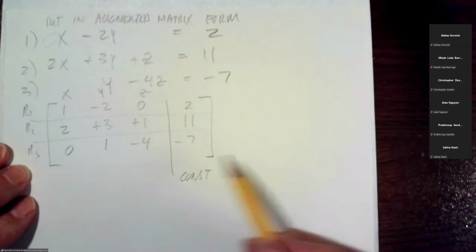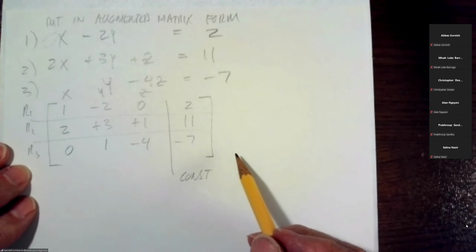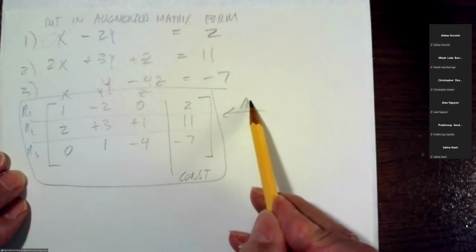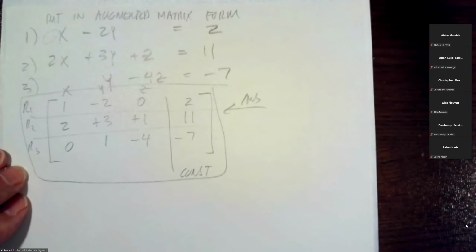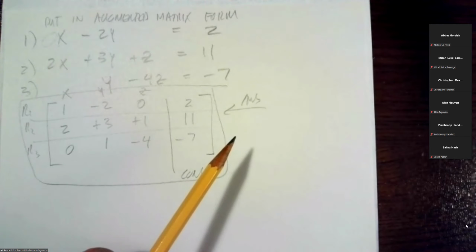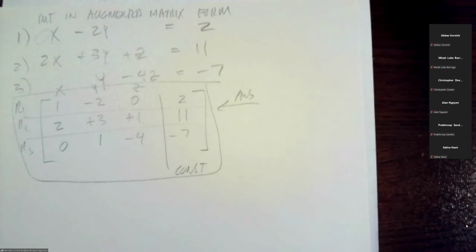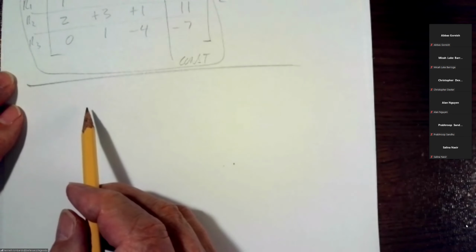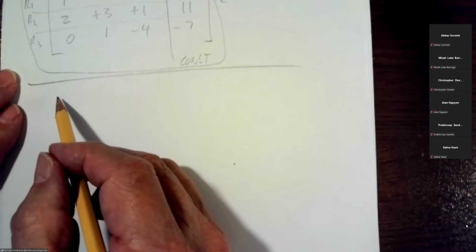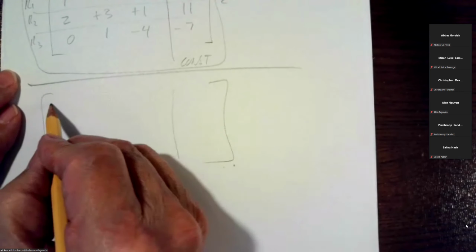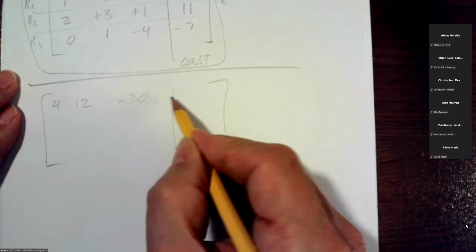Our variables, our constants. So if the question were simply to write the system of equations in augmented form, that's all you would need to do. Here's our solution right here. You don't necessarily have to solve every set of equations that's given to you. You just have to answer the question that's asked. You might have a question that says, put it in augmented form. You might also be given the augmented matrix, for example 4, 12, negative 20, and 8.